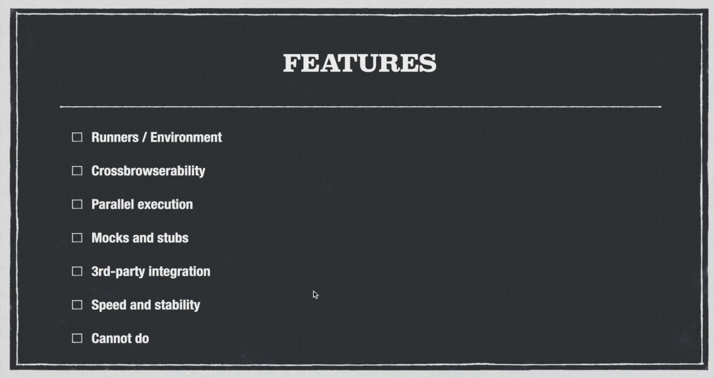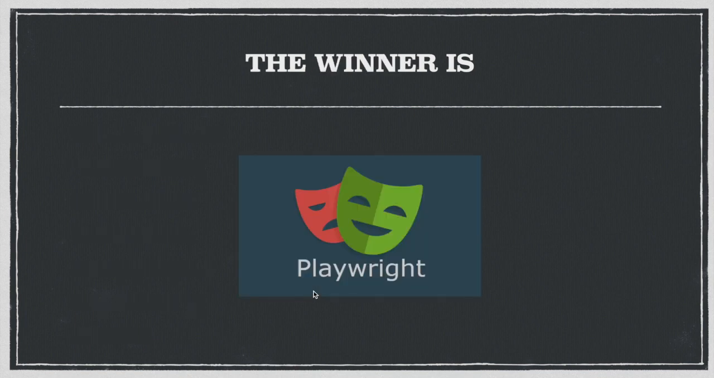So these features that are listed here are not equally important. In my opinion, speed and stability are probably the most important feature for the test itself. But for our customers, cross-browser ability and parallel execution rated in the first place. So because of that, our winner here was Playwright. The winner of the first round is Playwright.